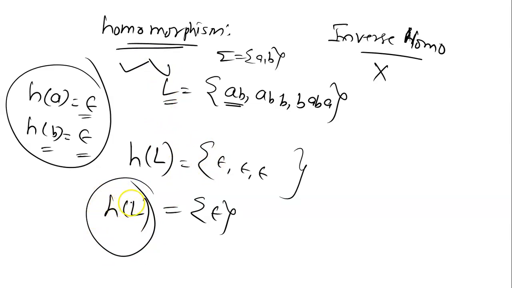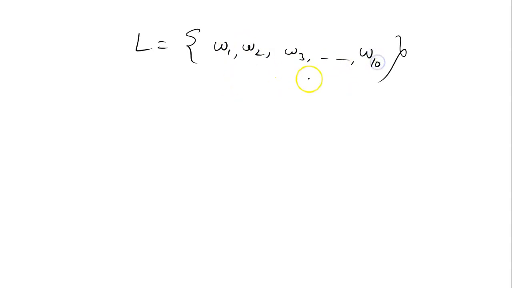But this is just one example, but actually it is not hard to see that when you apply this homomorphism, then what will happen? Just focus here. Assume that you have a language, and in this language you have some strings, some w1, w2, w3, and so on. Let's assume you have 10 strings. Now you have some homomorphism, assume that h(a) is something and h(b) is something. So this is your homomorphism.